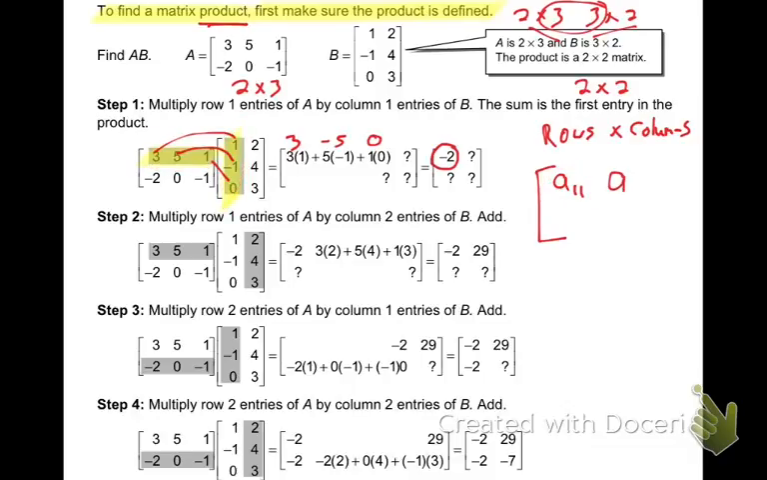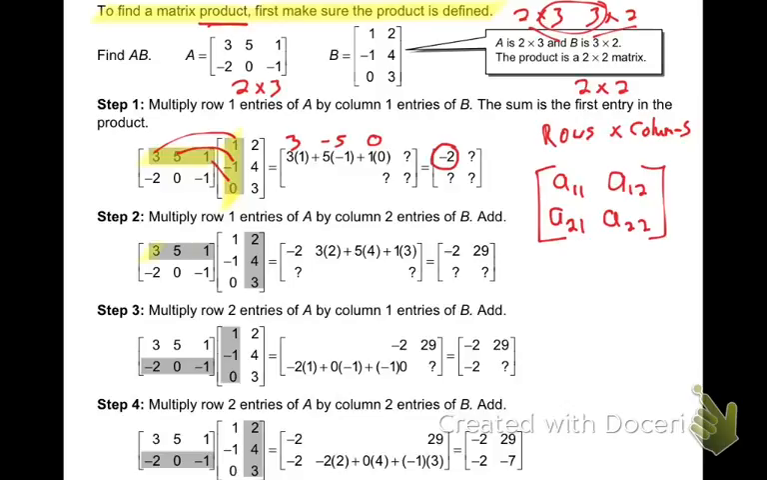Next spot was A sub 1, 2. How would I get that spot? First row times the second column. And then they do the next one, A2, 1. Second row, first column. And then I have A sub 2, 2, which is? Second row, second column. Very good.